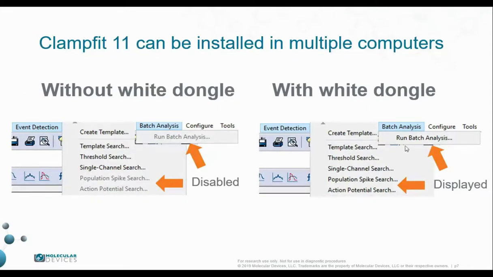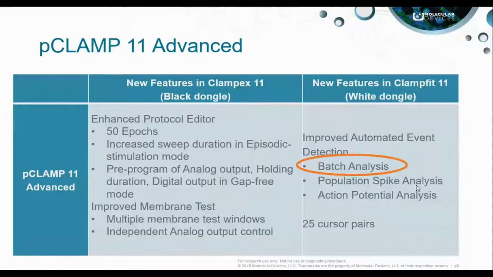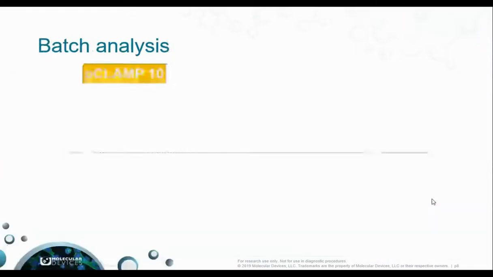pCLAMP 11 software can be installed on multiple computers. Without the white dongle, the new features such as population spike search, action potential search, and batch analysis will be grayed out. With the white dongle inserted into the computer, those new features will be displayed. Today, I will talk about the batch analysis only.